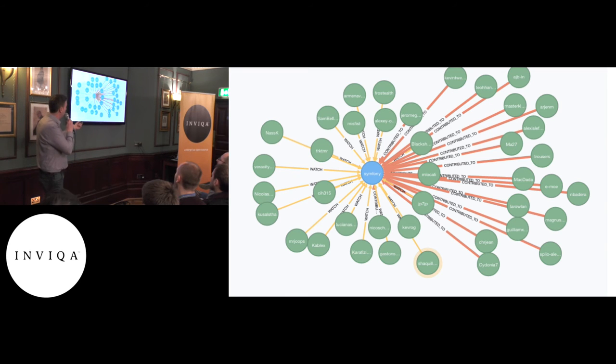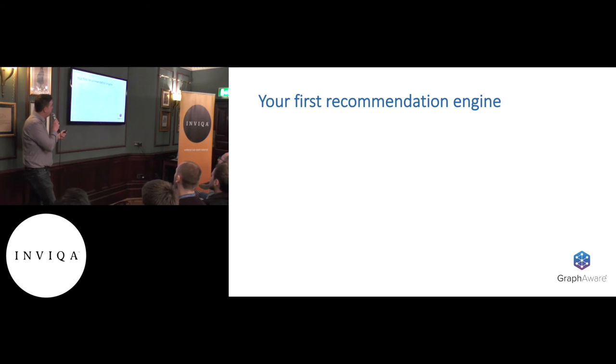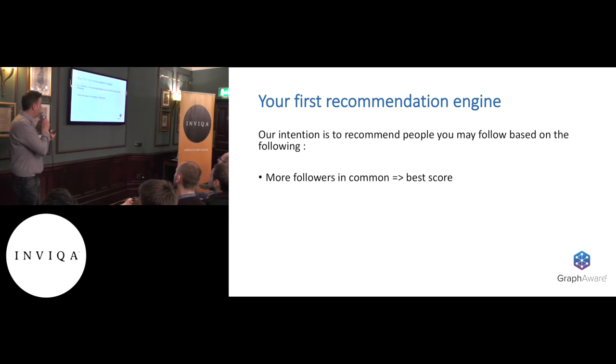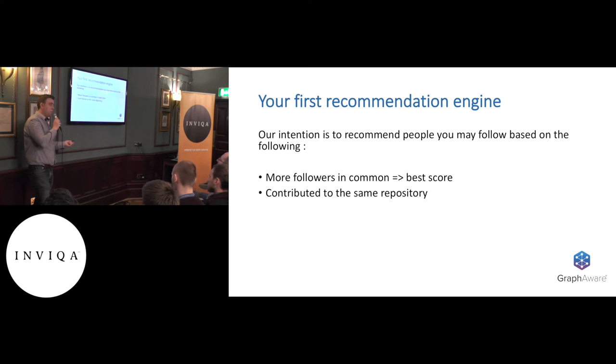So you have the Symfony repository. You have people contributing to the repository, and you have people watching the repository. What we will end up with is that I want to find candidates based on the followers: the people that are following me, find who they are following, other people, and if the node in between is the same one a couple of times, it should have a better score. If we contributed to the same repository, it should also be a candidate.